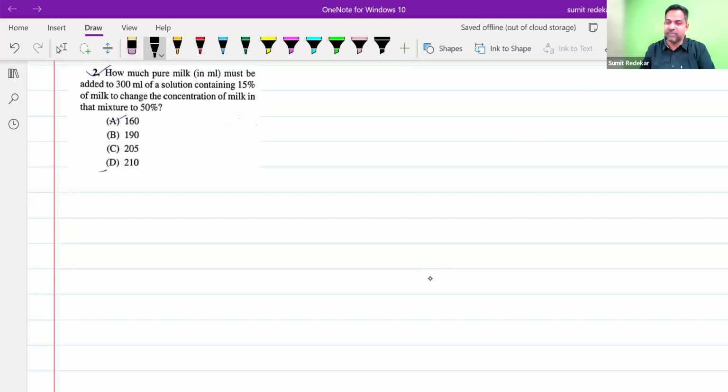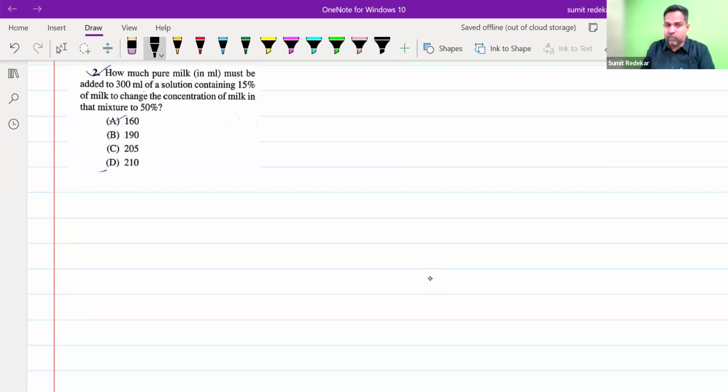Similar kind of a question. They've kind of repeated it. How much pure milk in ml must be added to 300 ml of a solution containing 15% milk to change the concentration of milk in the mixture to 50%? So what are they saying?